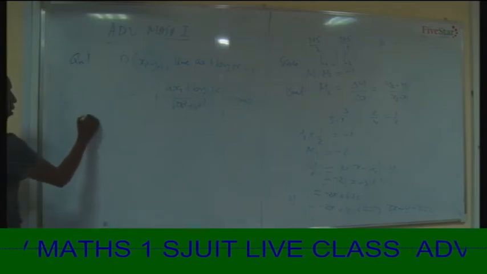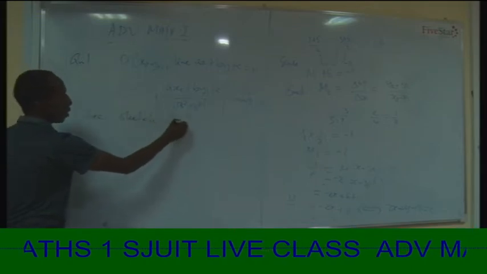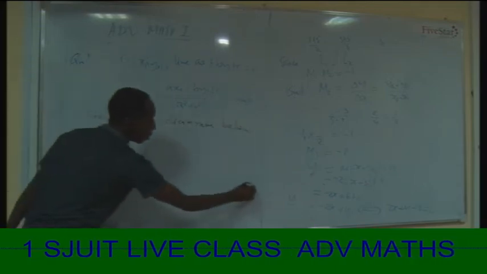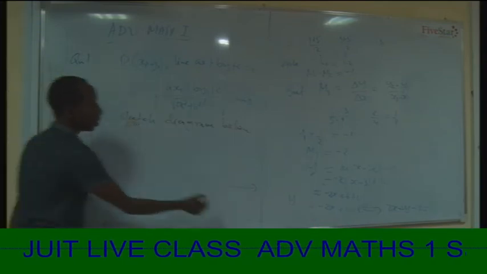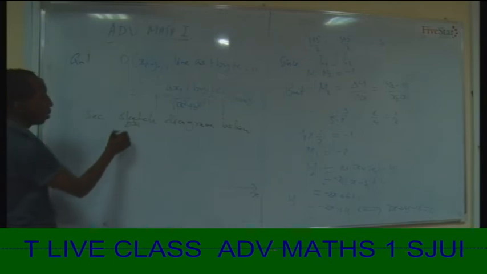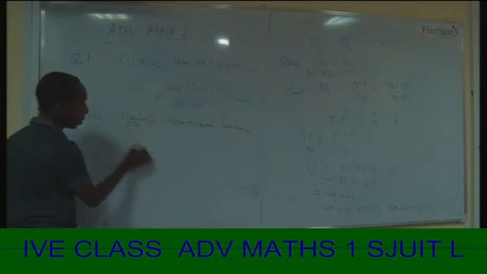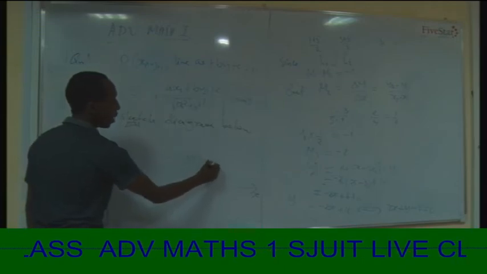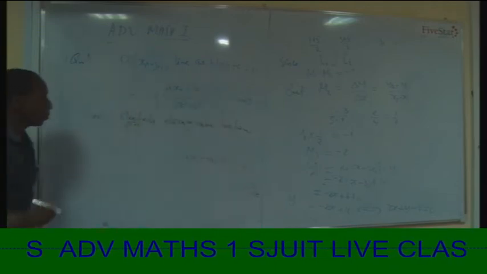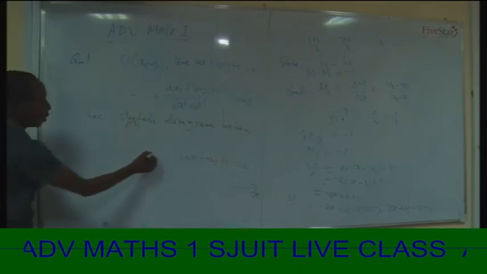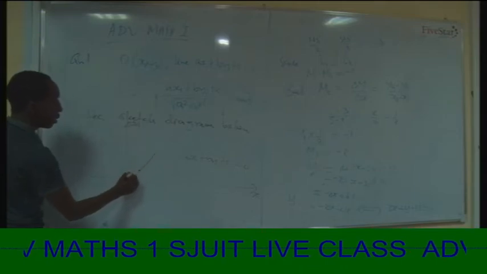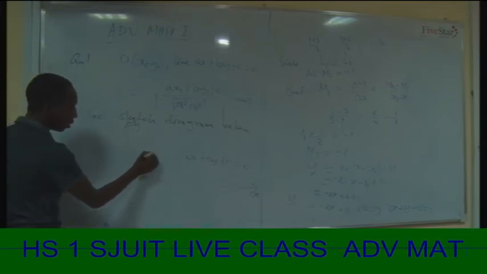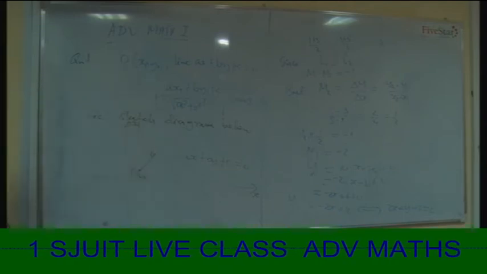We can sketch a diagram below, just in an xy plane like this. This is the y axis, and this is the x axis. Just assuming that this line has a negative gradient, so it has this nature. I can call this AX plus BY plus C equals 0, which is the line whose perpendicular distance from this point we need to find. The segment from the point is perpendicular to this line, so I can say this is our point P with coordinates x1, y1. It joins the given line at a right angle. That is why it is called the perpendicular distance.